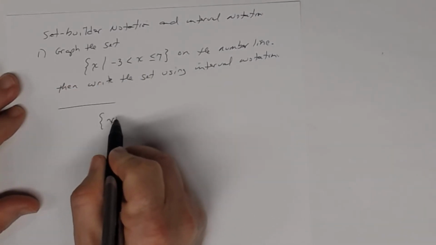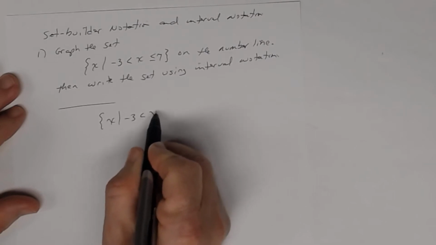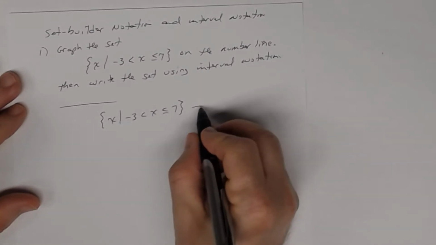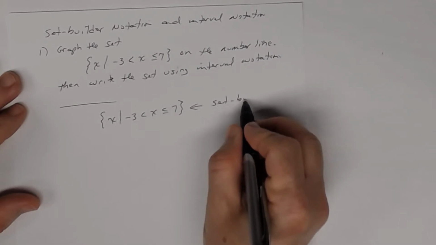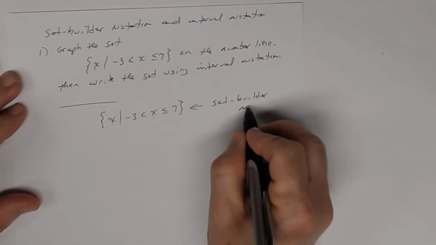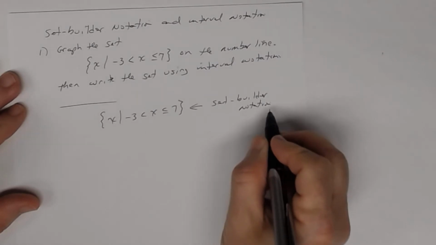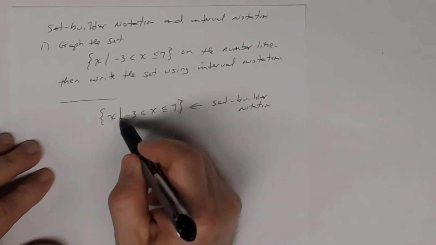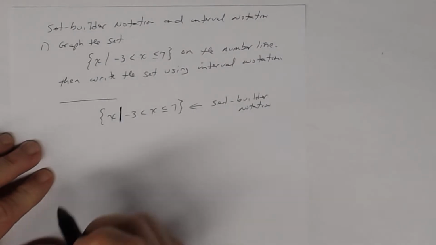So this right here, I'm going to go ahead and rewrite this over. What you see here is set builder notation. So that's what we mean by set builder notation. You see these little braces on the end, and then you'll see this little symbol right here. I'm going to darken it for a moment.